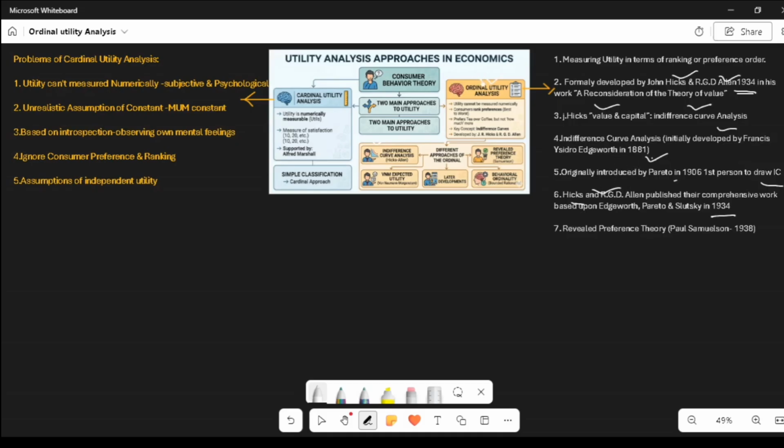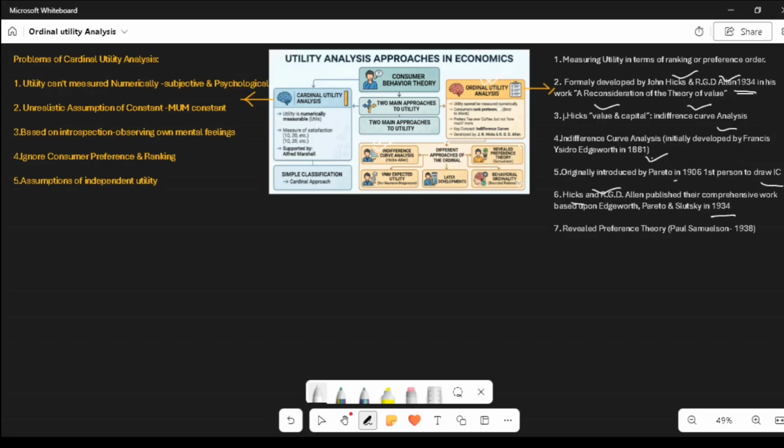While we are talking about ordinal utility analysis, there are many approaches, such as the indifference curve approach, formally developed by J. Hicks and R.J.D. Allen, and the revealed preference approach, developed by Paul Samuelson. There are other approaches, such as the behavioral ordinal utility analysis, which is basically the bounded rationality model, and similarly we have the Von Neumann and Morgenstern model, which is known as the expected utility model. These are some of the approaches in ordinal utility analysis.